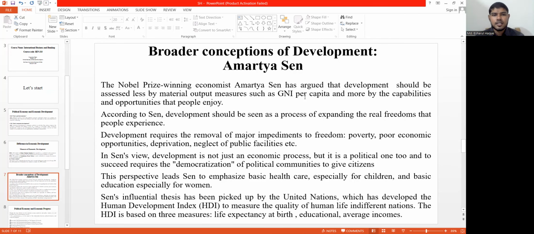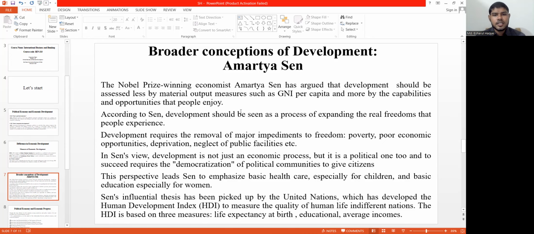Now we have a broader concept of development that is represented by Amartya Sen. Amartya Sen is a Nobel Prize winning economist, and Sen has argued that development should be less about material output, and more about enjoying real capability and the opportunity of freedom that people have.